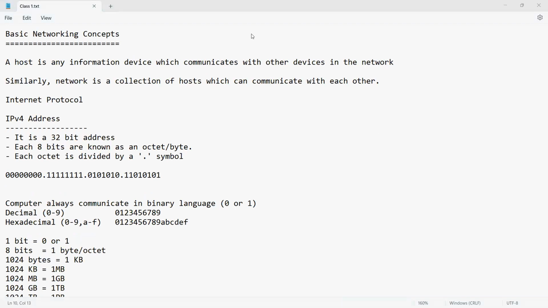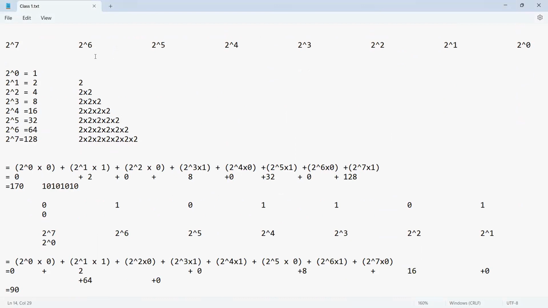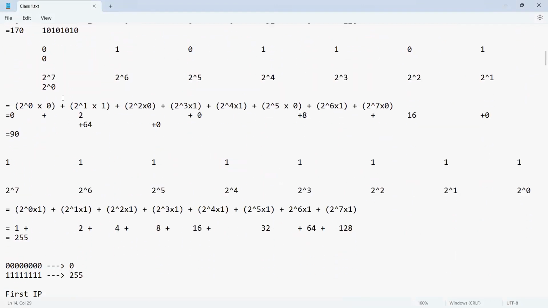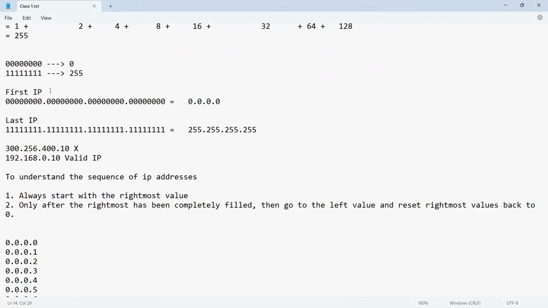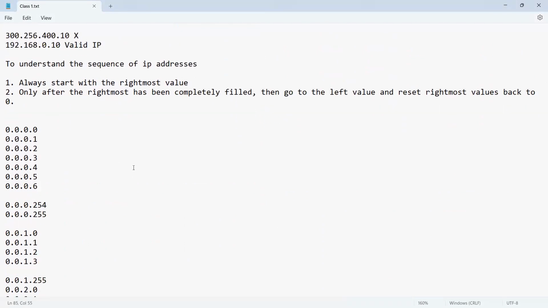In the last class, if I remember correctly, we talked about IPv4 addresses, their properties, and how to convert a binary number to a human-readable decimal number. Along with that, we tried to figure out the first and last IP and the range of IPs. Today, we're going to talk about the sequence of IP addresses and something called classes: class A, B, C, D.